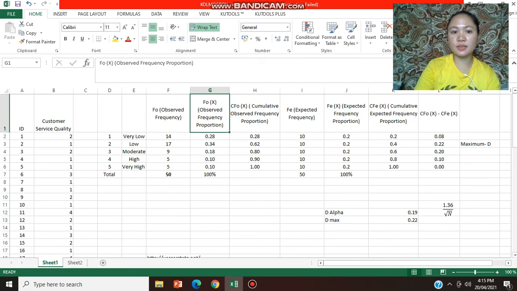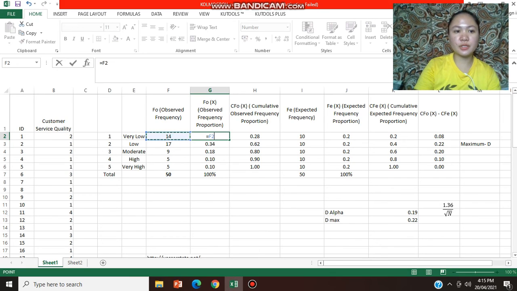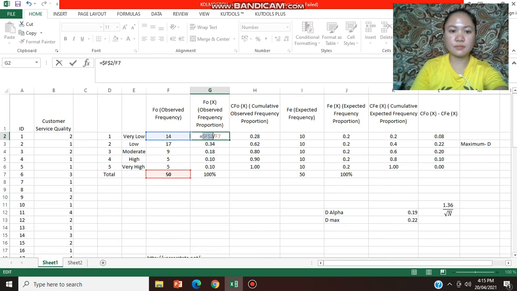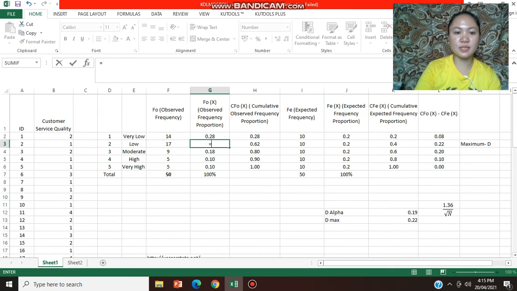Next is to get the observed frequency proportion. Para makuha ning 0.28, equals kaning 14 divided by kaning total of 50. Ato diyang i-freeze. And enter, mao ni ang answer. And then diri pud sa ikaduha mao ra gihapon ang process, equals diri na pud ka sa low.